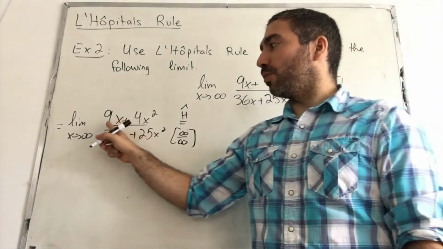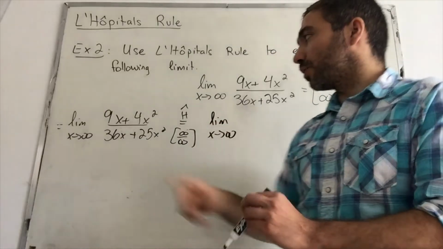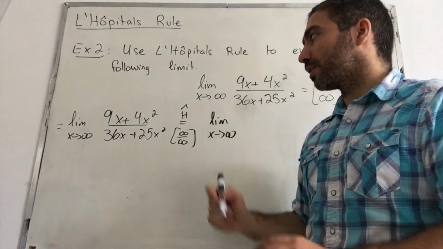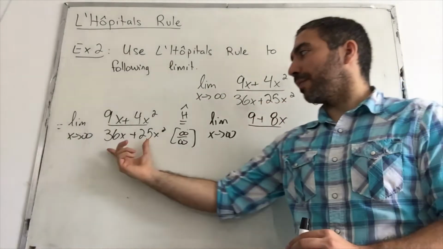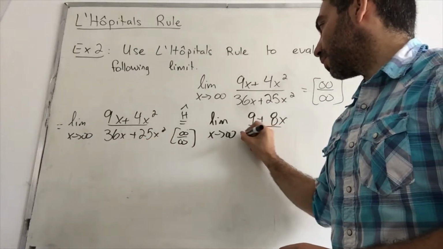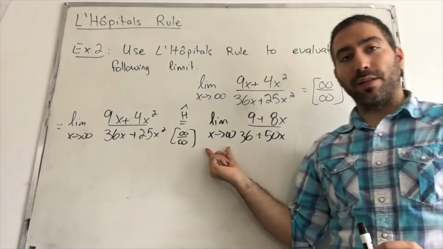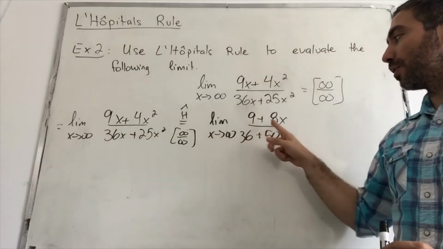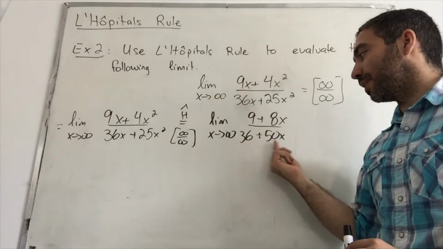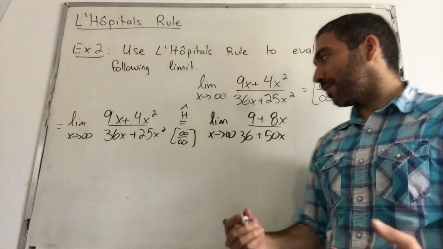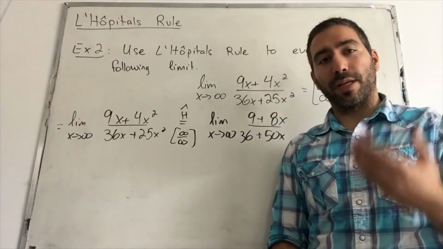Okay, so now we're going to take the derivative of the top and the bottom, so I write my limit in the front. I'm not going to write the notation, I'm just going to take the derivative straight. So the derivative of 9x plus 4x squared is just 9 plus 8x. And on the bottom, we have 36 plus 50x. Okay. So now we reevaluate the limit, taking the limit as x goes to infinity. On the top, we get 9 plus 8 times infinity, which is infinity. On the bottom, we have 36 plus 50 times infinity, which is infinity. So once more, we have an indeterminate form, infinity over infinity. So we don't have a number, so we have to apply L'Hopital's rule once more.